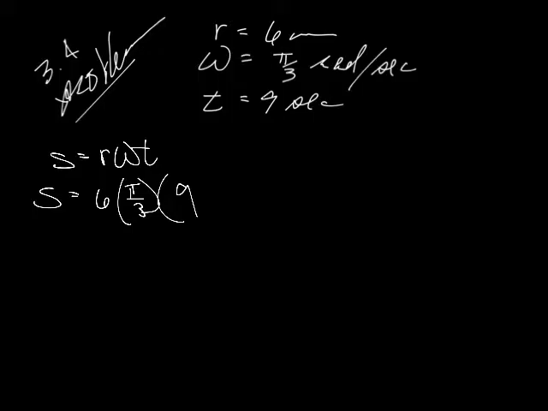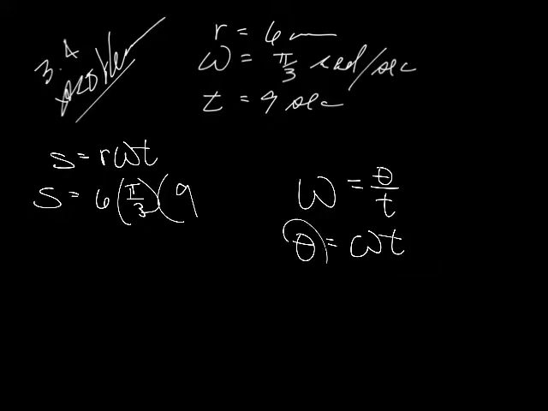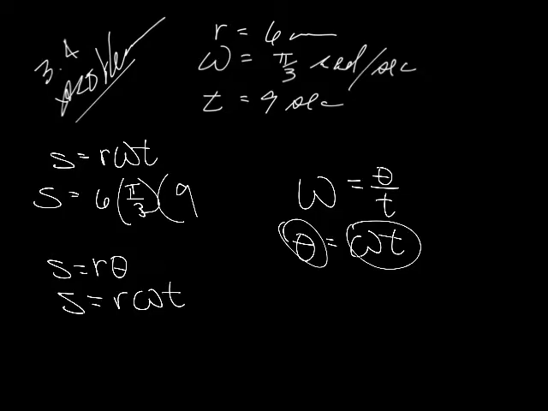Okay? So they use the formula omega equals theta over t, and they rewrote this as theta equals omega times t. And instead of using theta in the formula S equals r theta, they used omega t. So that's where they got the formula S equals r omega t. So anyway, use those for 19 through 24.